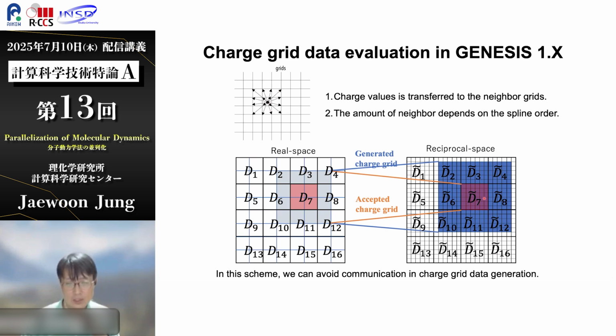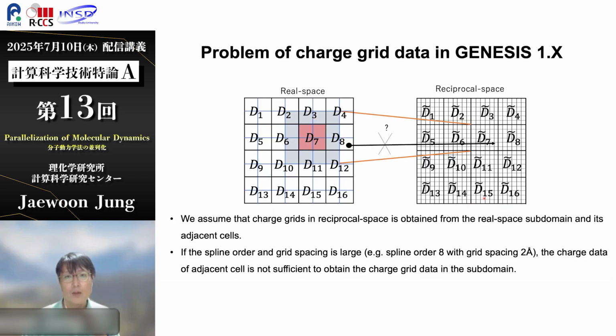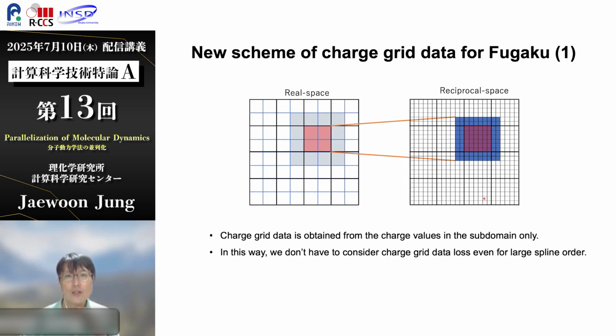And next, we perform FFT. This is the previous Genesis scheme, but this one has several problems. So now we change the scheme a little bit. We don't consider this buffer region. We only consider charges on this subdomain region, and we generate the charge grid in this space.